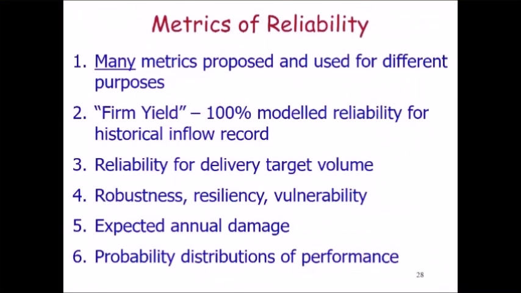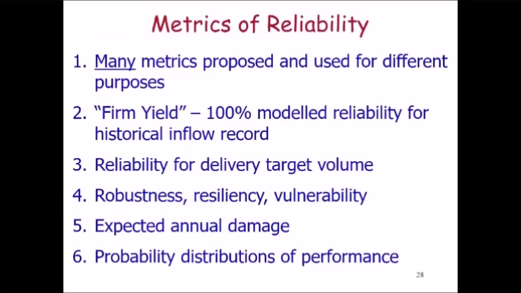Metrics of reliability. There's a lot of different metrics for reliability. The oldest one, and probably the one still used most, is something called the firm yield. How many of you have heard of the firm yield? Okay. So the firm yield is the amount of water that a reservoir system could theoretically deliver with 100% reliability with the historical unimpaired inflow record. So if things weren't changing in terms of hydrology, that firm yield, in theory, you can rely on it.